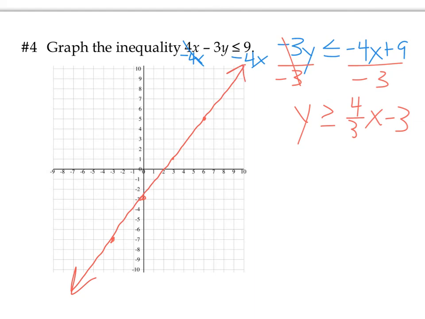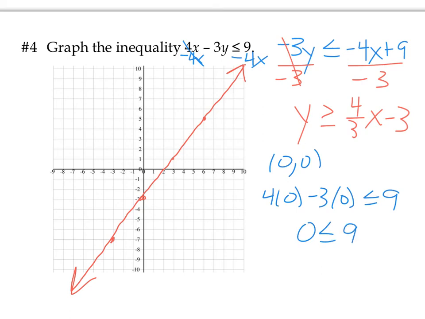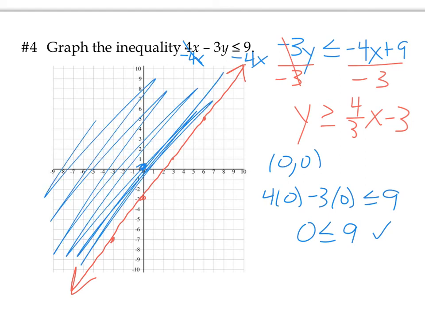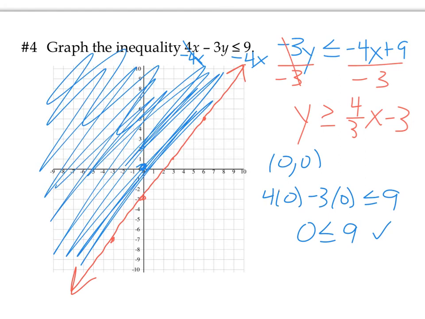Okay? So we could check a point, let's say 0, 0, because that's relatively easy to plug in. And we're going to end up with 4 times 0, let's make that parentheses, then 0. 4 times 0 minus 3 times 0 is less than or equal to 9. So I'm going to get 0 is less than or equal to 9. That's true. Since this point worked here at 0, 0, so will everything on that side of the line. And I can shade it, and that would be my graph.